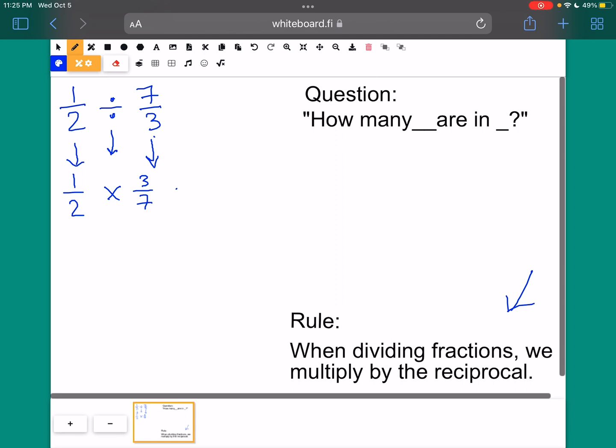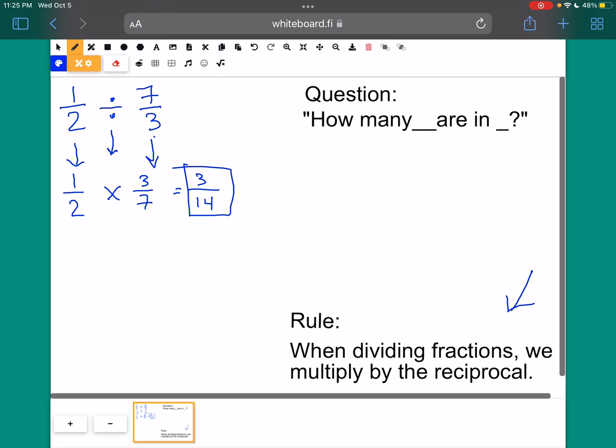1 times 3 is 3. And 2 times 7 is 14. So my answer is 3/14. Well, if you think about it, 3/12 would be a quarter. And 14ths are smaller than 12ths. So 3/14 is actually slightly less than a quarter. And I was right. So this is a reasonable answer, and that makes me very, very happy.